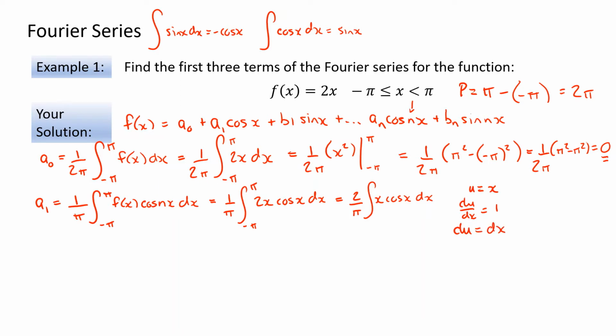The dv term is equal to cosine of x dx. So remember, to find the v term, you have to integrate it. So v is equal to the integral of cosine of x dx. Remember, we just did that up here. So v would be equal to sine x. You'll see that I'll do that specific style of integral pretty quickly in our examples, and that's just remembering that this is the integral for it.